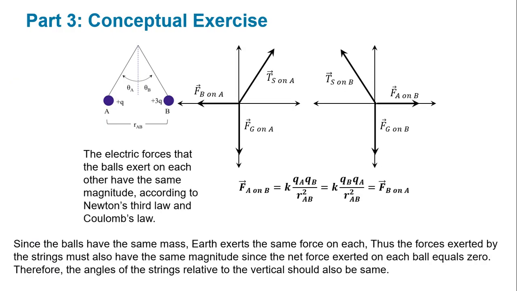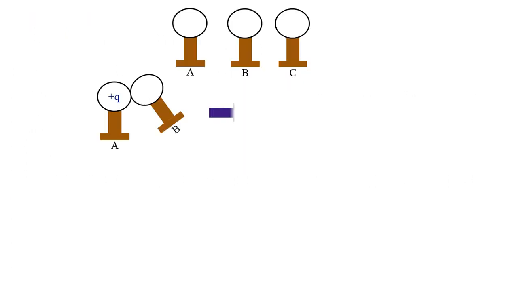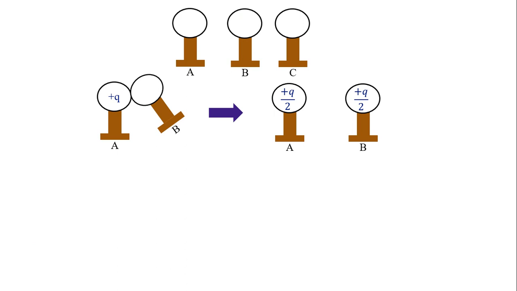So let's just go back real quick, because I know this can get a little bit confusing. Three identical spheres. You charge sphere A with charge Q. Then you touch sphere B to sphere A and separate them by distance D. So when you touch it, because charge is conserved and it was equal, boom, A and B.